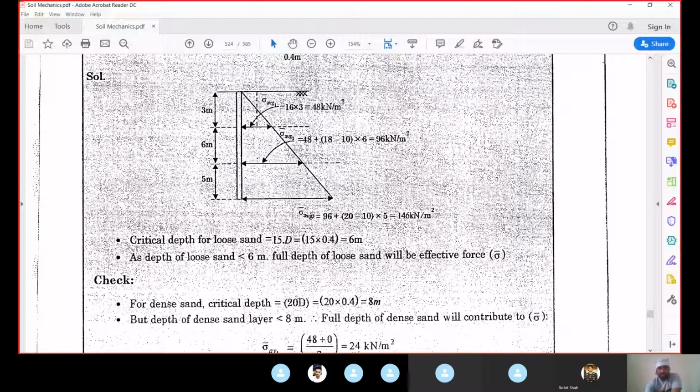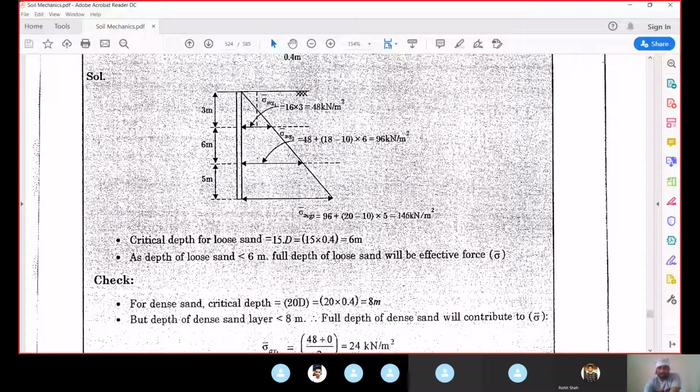So we will have this variation till 3 meter depth, and there is no constant stress in this case, just because we have only 3 meter depth of loose sand, not 6 meter or greater. So the full depth of loose sand will be effective. Now check the dense sand critical depth, that is 20 times the diameter. 20 multiplied by 0.4 will be 8 meter.